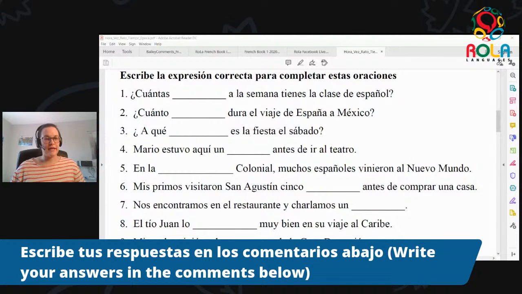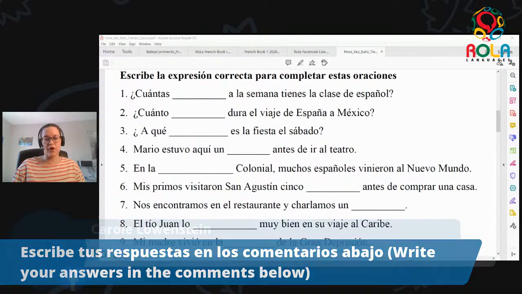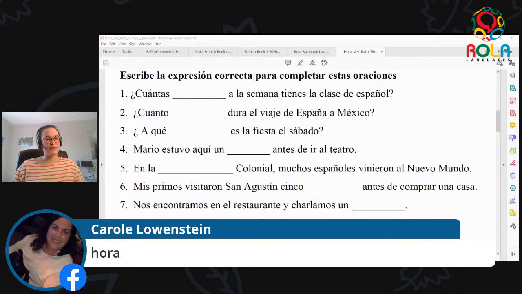¿A qué blank es la fiesta el sábado? So this one, what are we looking for? When we're talking about la fiesta el sábado, we've pinpointed a specific thing in time, a specific instance. So this one we want to know, ¿a qué hora? ¿A qué hora es la fiesta el sábado? What time is the party on Saturday? ¿A qué hora? Muy bien.